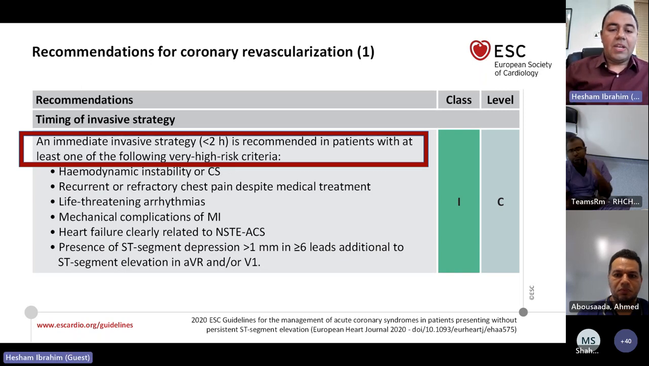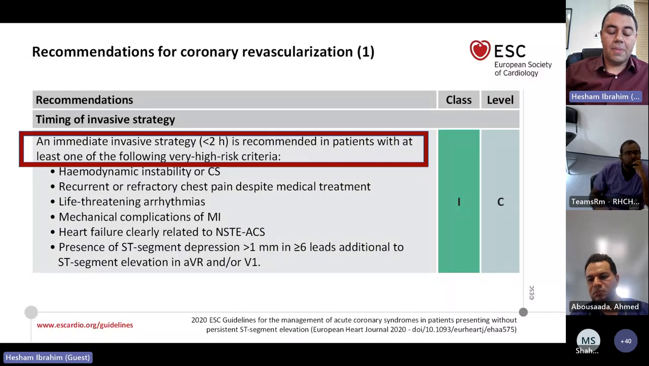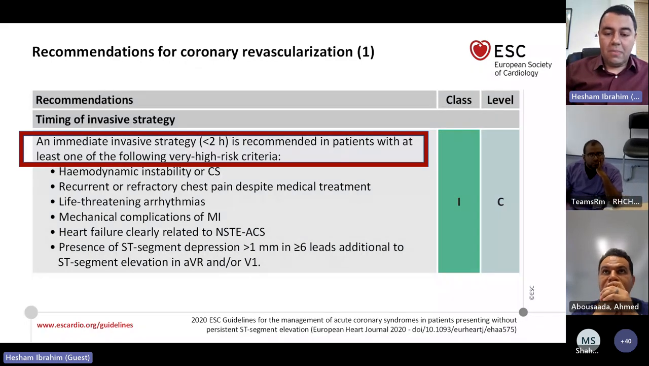If any hemodynamic instability or cardiogenic shock, that's bad. If recurrent or refractory chest pain despite maximum medical treatment, that's bad. If life-threatening arrhythmias, that's bad. If there is any mechanical complication of MI, that is bad. If your patient is having heart failure that you think is because of the non-STEMI, that's bad. And if your patient is having some ST depressions with ST elevation in aVR, that is bad.